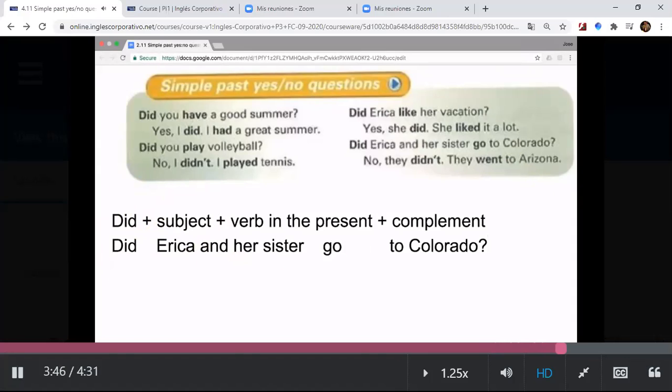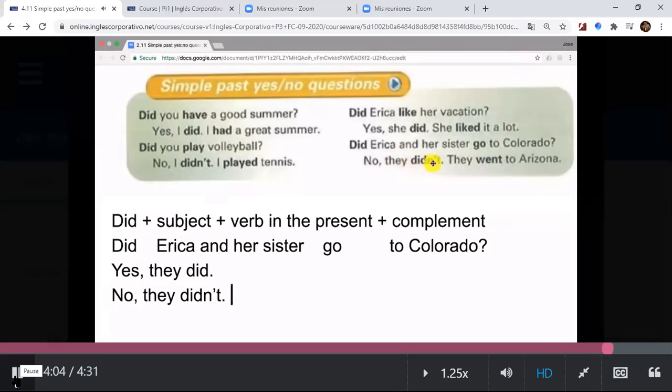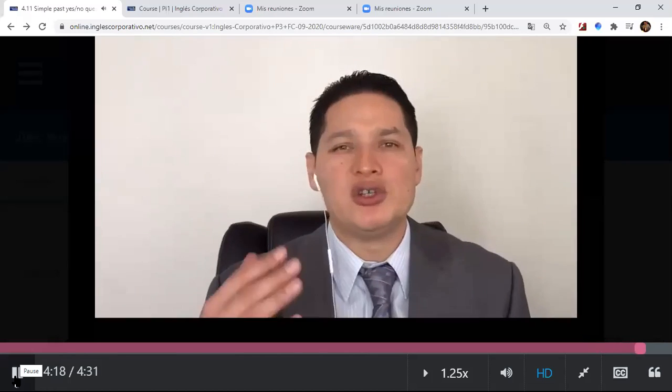To answer this question, we can answer either positively by saying, yes, they did, or negatively by saying, no, they didn't. In our example, we can see that it is answered by saying, no, they didn't. Then extra information is given. They went to Arizona. Notice that the verb now changed to the past tense. Go turned into went.